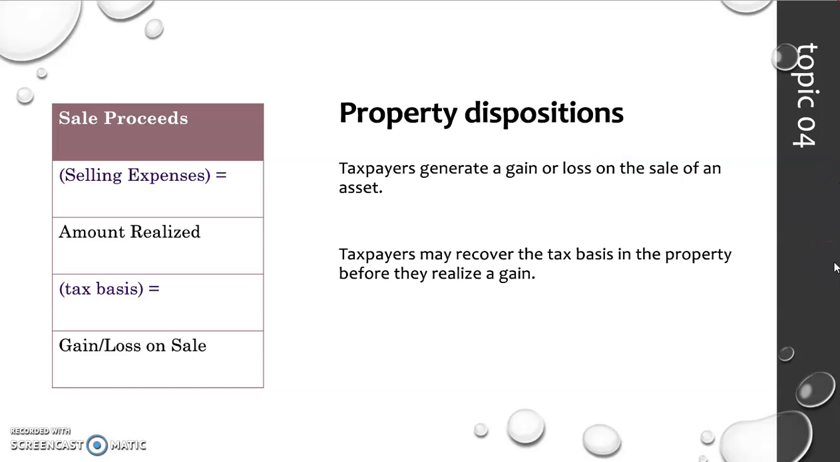So finally, we will look at property dispositions. So taxpayers generate a gain or a loss on the sale of an asset, and they may recover the tax basis, or the original investment, in the property before they realize a gain. So let's look at the formula on the left. We would take sales proceeds, subtract selling expenses to get to the amount realized. Then we would subtract the tax basis, or the original investment, from the amount realized to get to the gain or the loss on the sale.